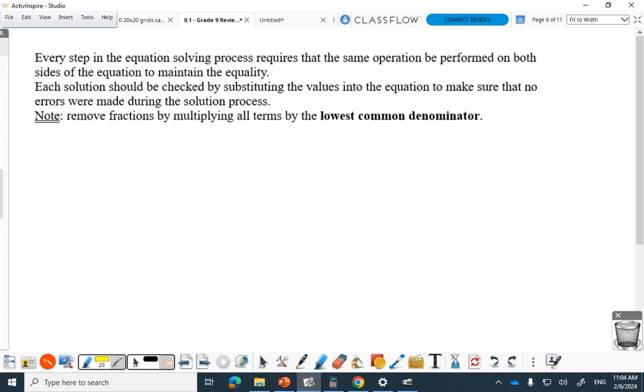When she highlighted something in yellow, that meant I better look back at this. So I'm going to use that on mine and just highlight in yellow. If you don't have a highlighter, maybe you'd like to underline it in red. Remove fractions by multiplying all terms by the lowest common denominator. What are you talking about? Well, I'm going to explain it in just a few minutes.